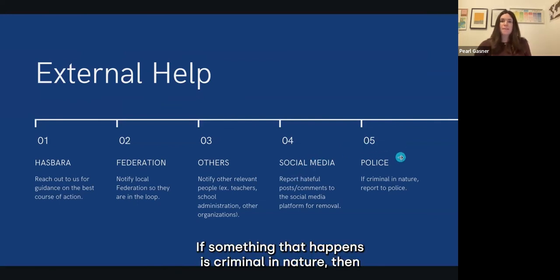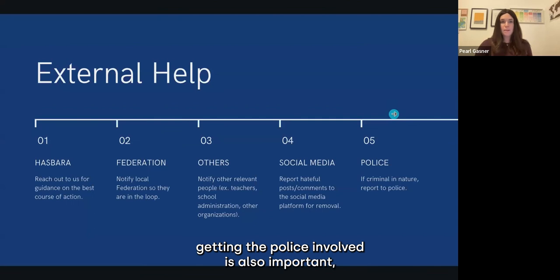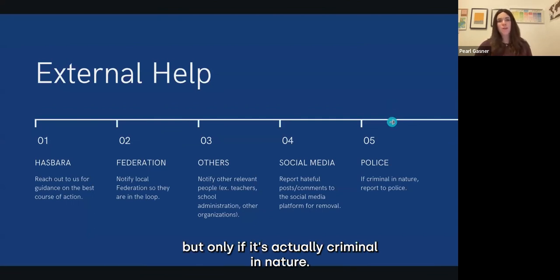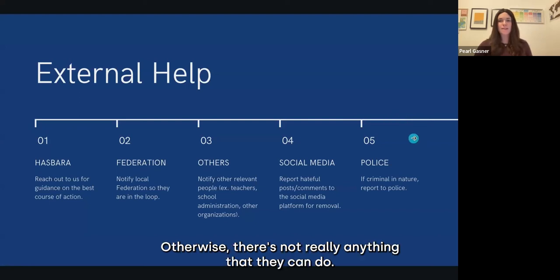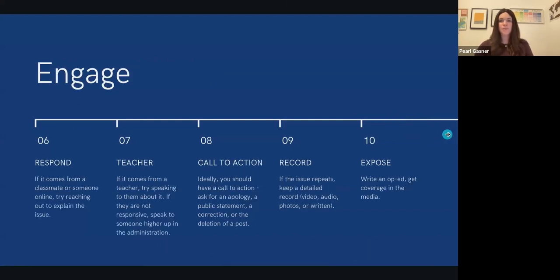If something that happens is criminal in nature, then getting the police involved is also important, but only if it's actually criminal in nature. Otherwise, there's not really anything that they can do.